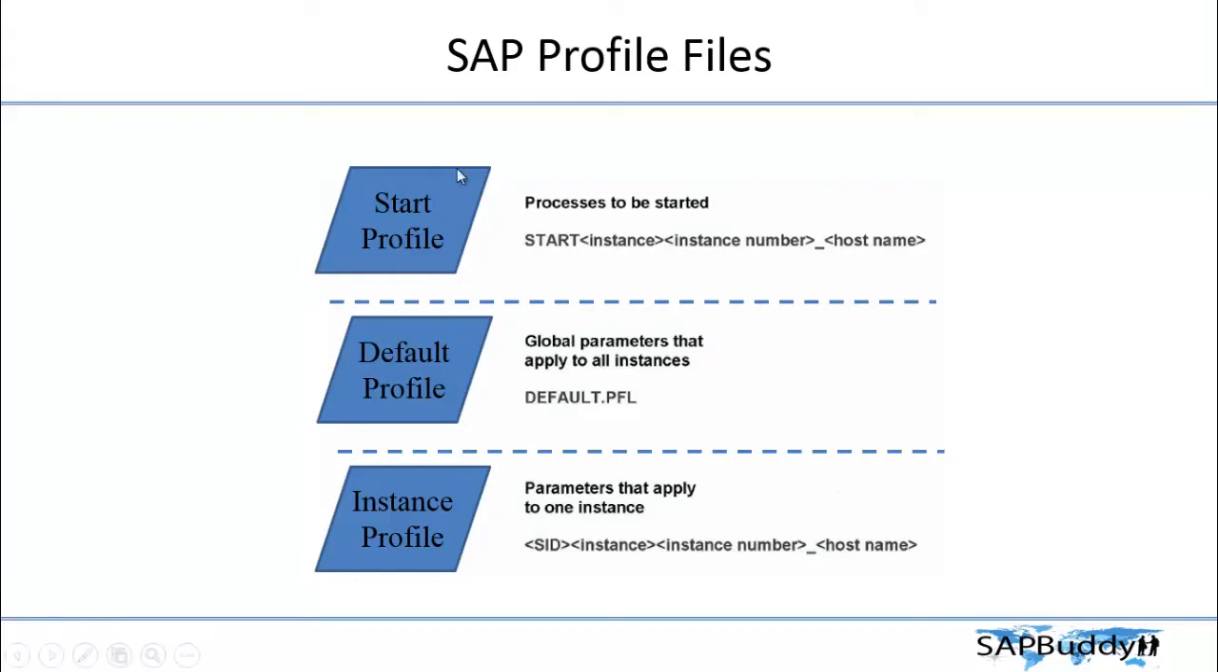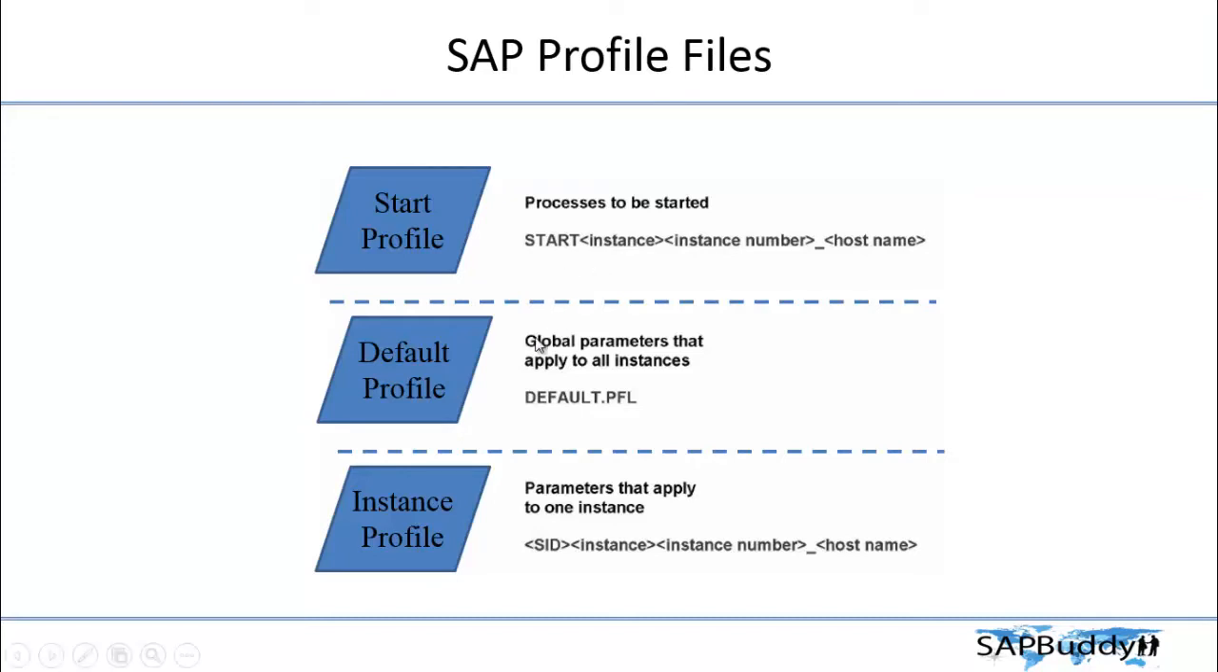This is the way the profiles are read. First, as I said, the start profile. This is for the process to be started, that is, the SAP system to be started. This is the naming convention of the start profile: start, then the instance name, then the instance number, then the host name. This start profile is used only for the startup of the SAP system.